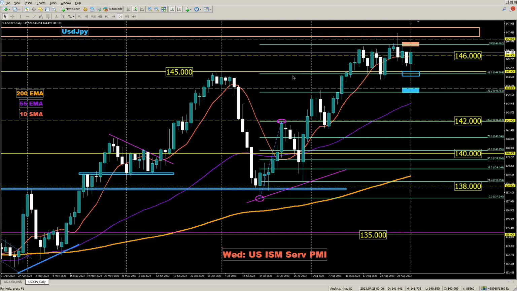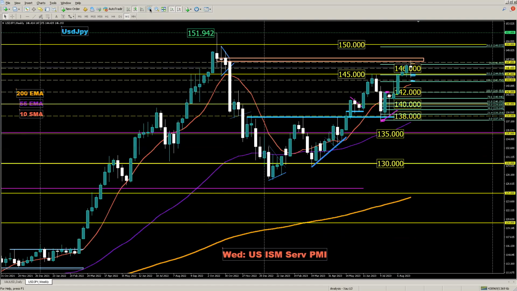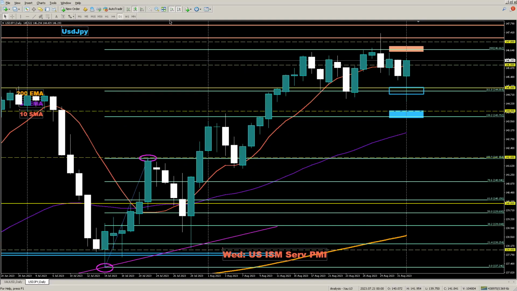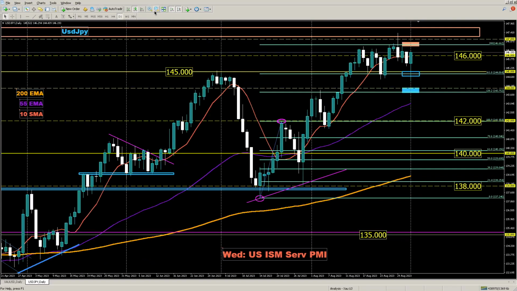So it's trying to stay afloat and finding some support. Looking at the weekly time frame, it closed as a doji, almost as a doji. So it's at a critical area with the resistance zone above it. So it's getting too close into Bank of Japan's intervention area. They could intervene anytime if the Japanese yen gets too weak.